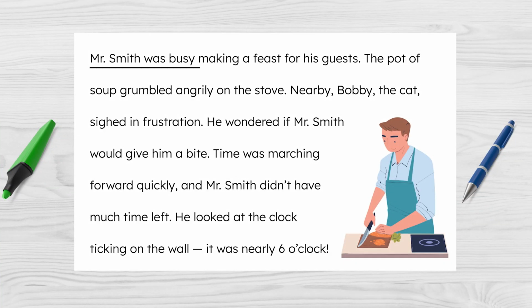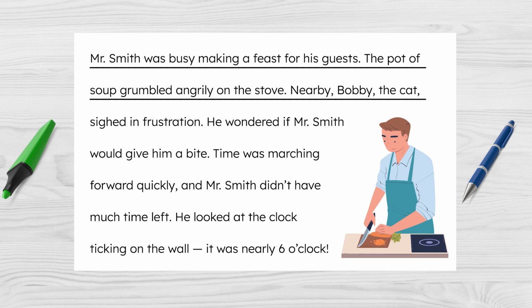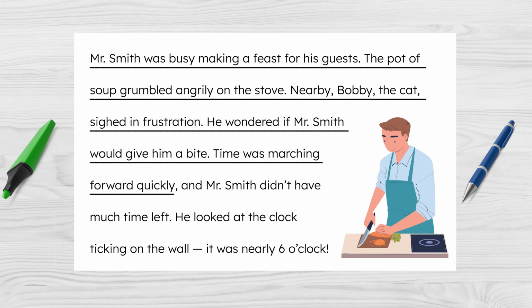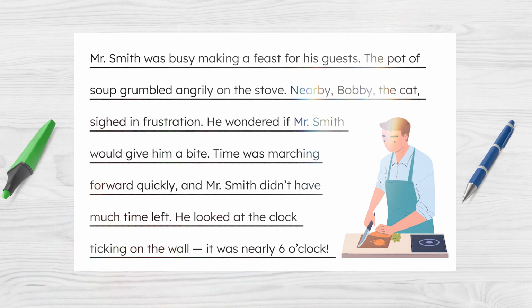Mr. Smith was busy making a feast for his guests. The pot of soup grumbled angrily on the stove. Nearby, Bobby, the cat, sighed in frustration. He wondered if Mr. Smith would give him a bite. Time was marching forward quickly, and Mr. Smith didn't have much time left. He looked at the clock ticking on the wall. It was nearly 6 o'clock.